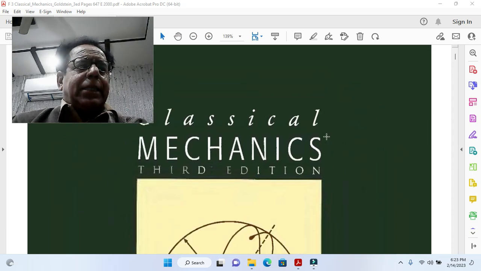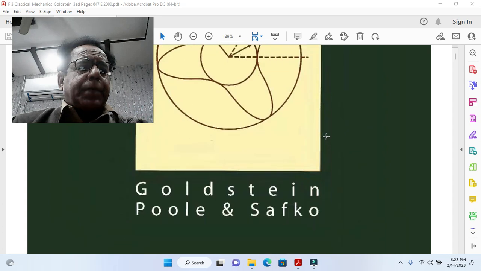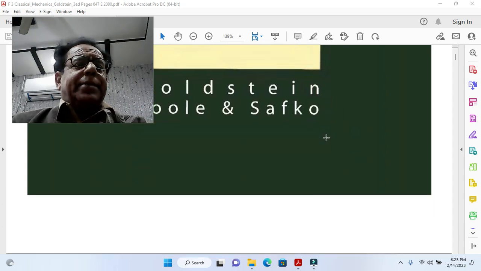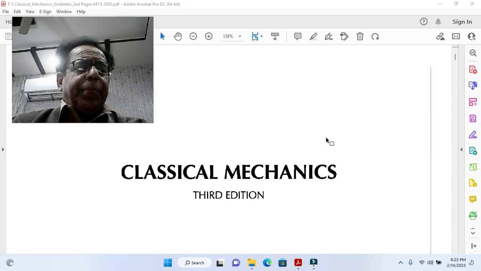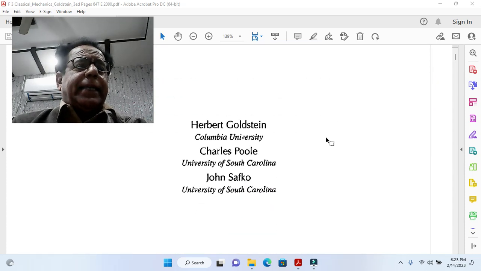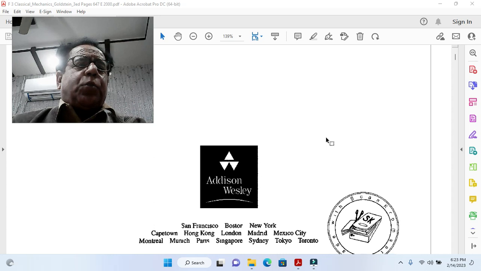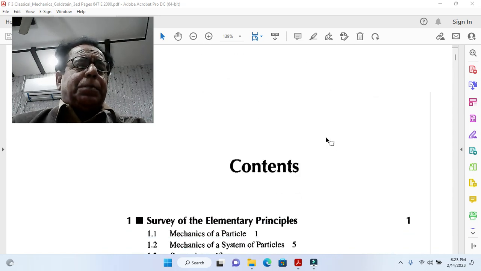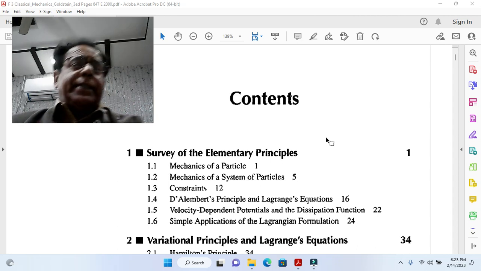Classical Mechanics, 3rd edition. Goldstein, Poole and Safko. Herbert Goldstein, Charles Poole and John Safko. Addison Wesley is its publisher. Now we come towards its contents.